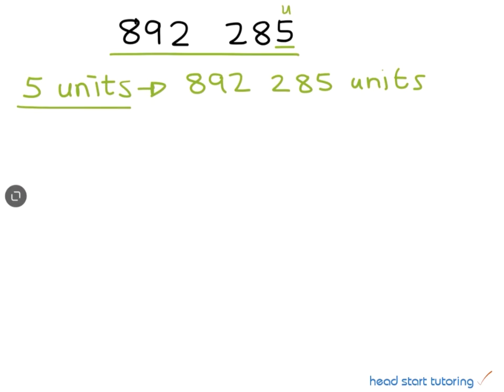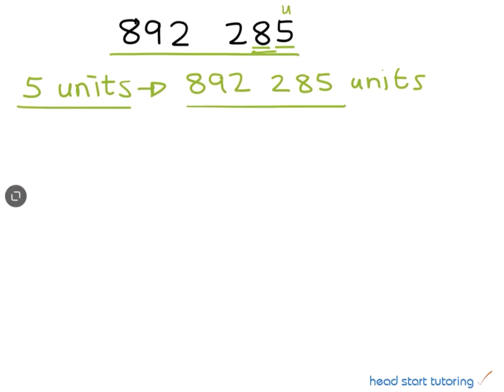But altogether in this whole number, we actually have 892,285 units. And the reason for that is because our 8 here has a place value that is 8 tens. That is the place value of our 8. And in 8 tens, we have got 80 units, because if you count 1 plus 1 plus 1 plus 1 80 times, you will end up with 80.